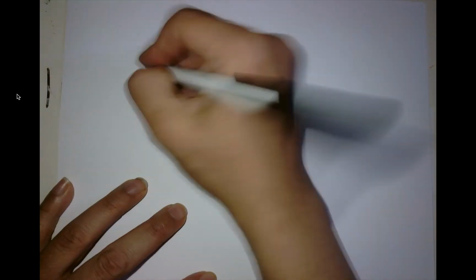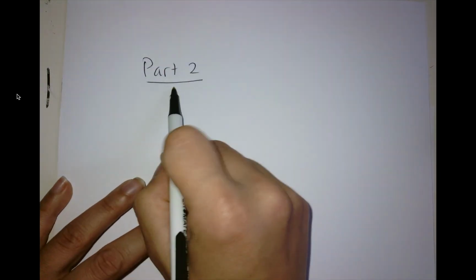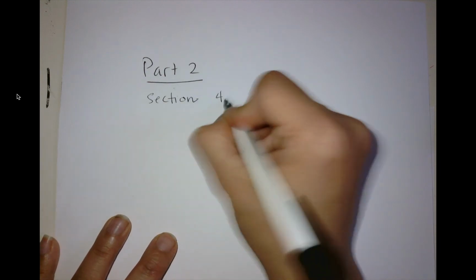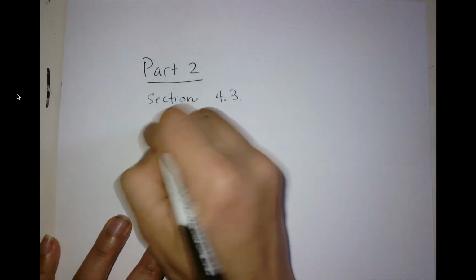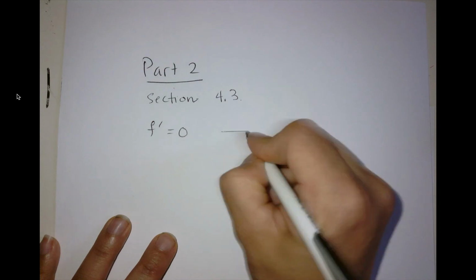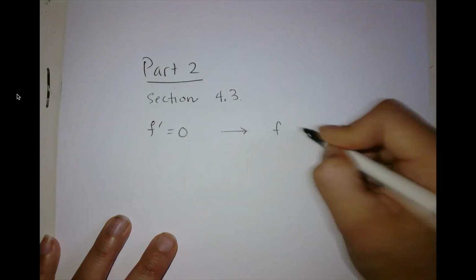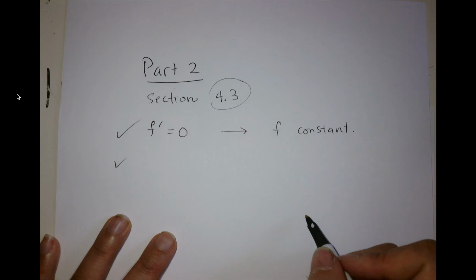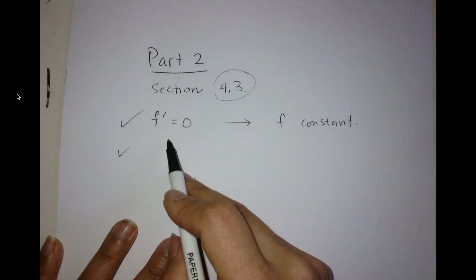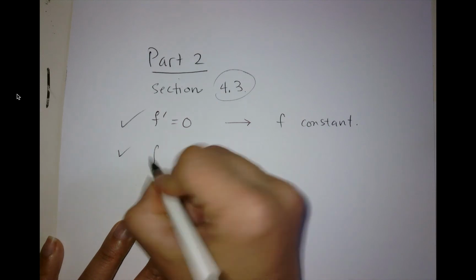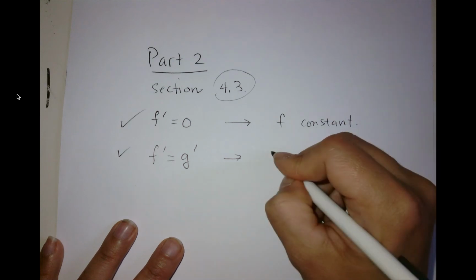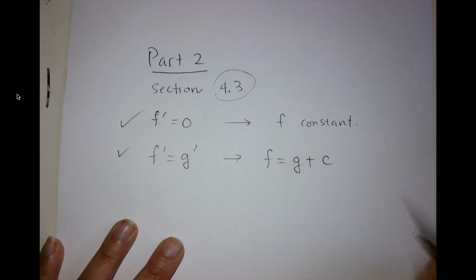For part 2 of the fundamental theorem of calculus, why is part 2 true? There are different ways to show why part 2 is true. I'm going to use some theorems from section 4.3. If you recall, we had this one theorem that said if we have a function whose derivative is 0 on an interval, then that function is constant. Right after that theorem in section 4.3, there was a corollary, and that said that if two functions have the same derivative on some interval, then these two functions only differ by a constant. So then f is equal to g plus c, or vice versa.